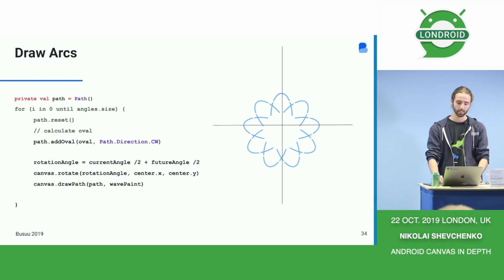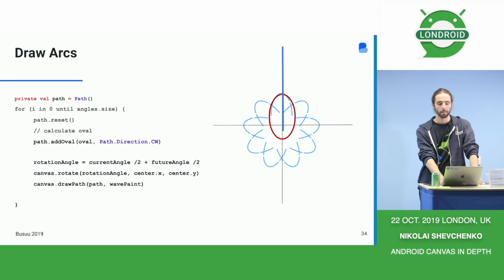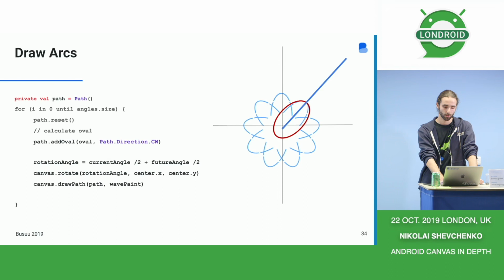And now that we drew this oval on this line, in order to draw the next oval, we need to somehow rotate that canvas. So in the next iteration of the angles, we're going to rotate it, and we're going to draw it again. So now we suddenly have two petals. We need to go all the way up there. And the rotation angle, as you see here, takes into consideration the current and the future angle. And this is this exact angle.